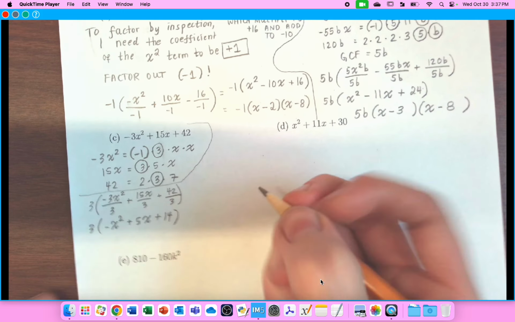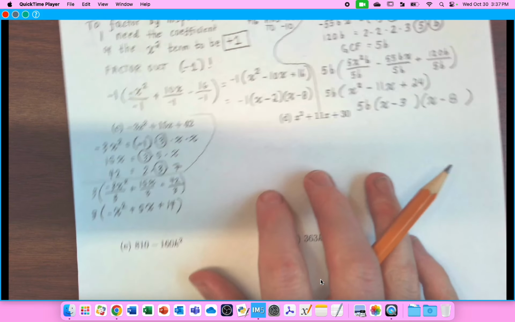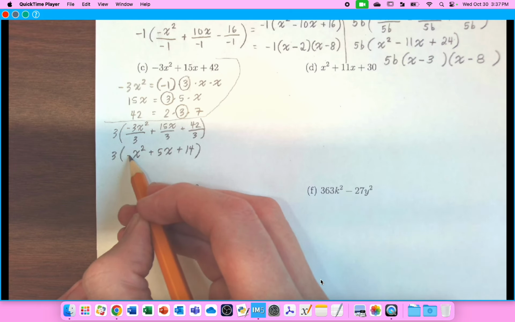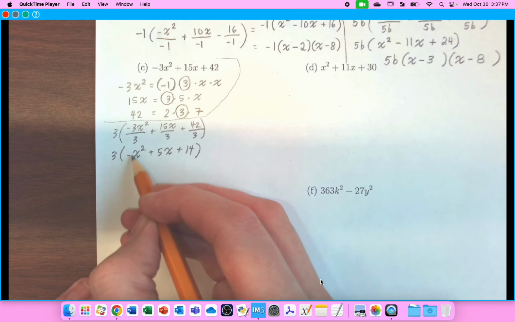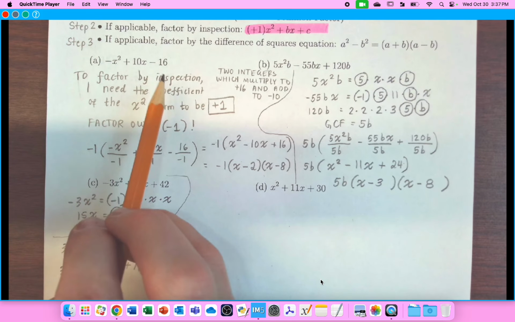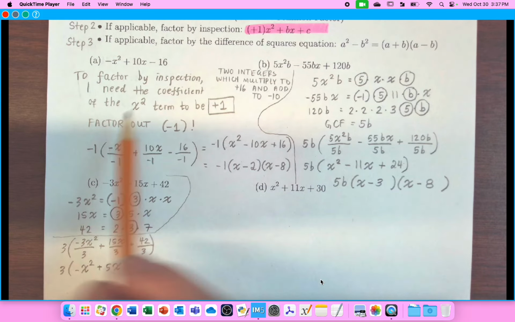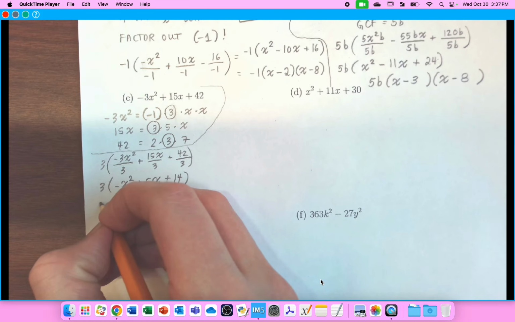Okay. Only issue, we are running into the exact same issue as before, where there's a negative 1 coefficient on that x squared term. To factor by inspection, I need the coefficient of the x squared term to be positive 1. Factor out negative 1, so I'm going to do the exact same thing.